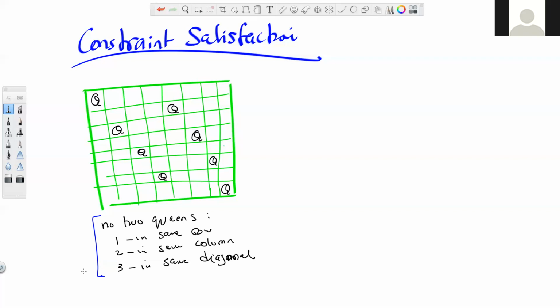Okay, people are saying that there is a violation of rule 3, because actually rule 3 is violated. This queen here and that queen, they're attacking each other. They're in the same diagonal. This is not okay. Now that's what you need to do. You need to solve this particular problem.